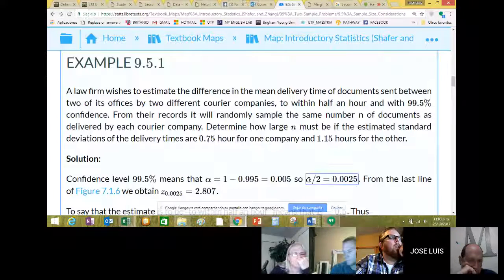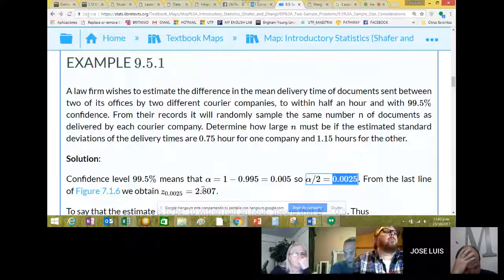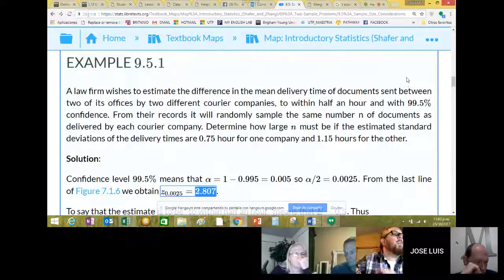And then, as you can see here, they divide that new alpha by 2, and with this number you go to the applet and obtain the t-score for that number. So okay, I'm on the website. I found the page that you're on.